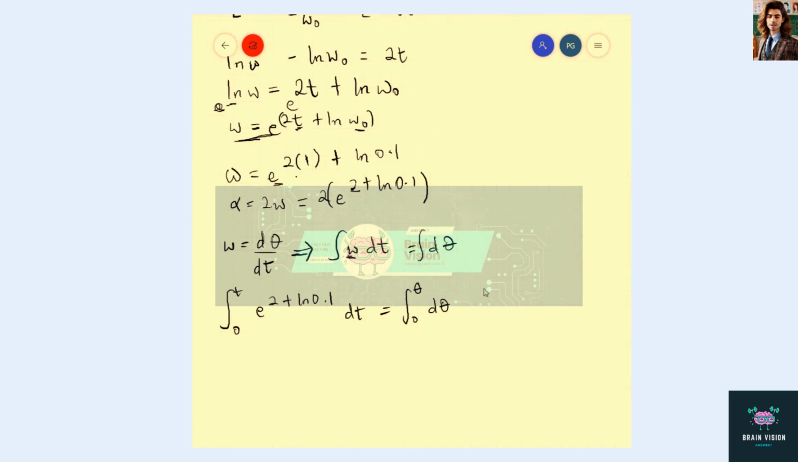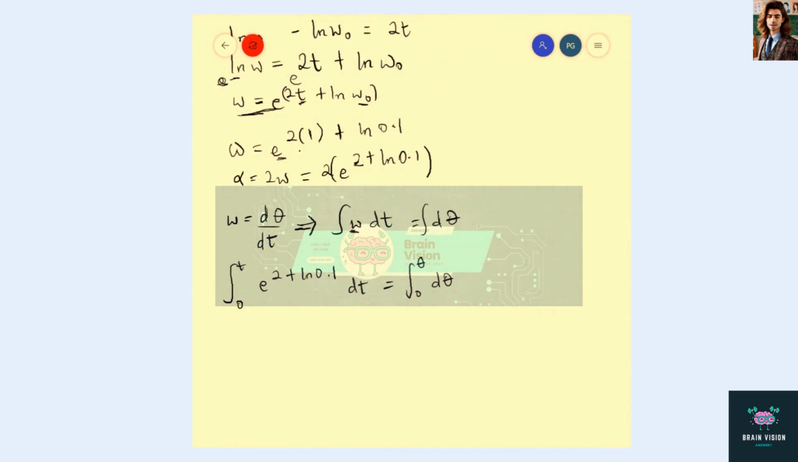Integrating this, we get e raised to the power 2 plus ln 0.1 times t, evaluated from 0 to t, and we can just substitute the value, so we get e raised to the power 2 plus ln 0.1 times t, and t is 1. Sorry, I forgot to include t here. So let me just clean this.